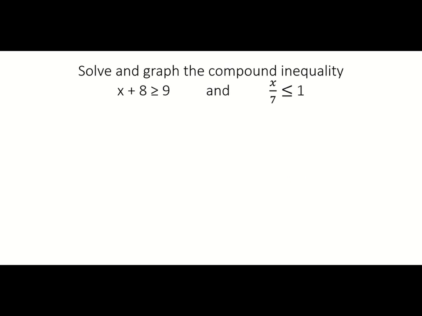All right, our next example is to solve and graph the compound inequality. x plus 8 is greater than or equal to 9, and x divided by 7 is less than or equal to 1. So I'm going to solve each inequality separately. So first things first, x plus 8 greater than or equal to 9. I'm going to subtract 8 on both sides to have x. 9 minus 8 is 1. And then I'm going to drop down greater than or equal to.